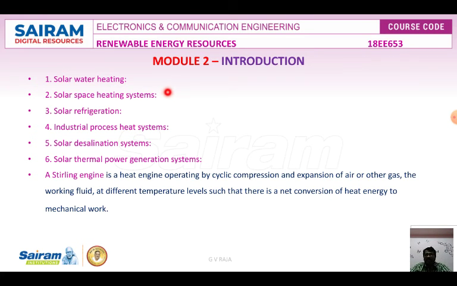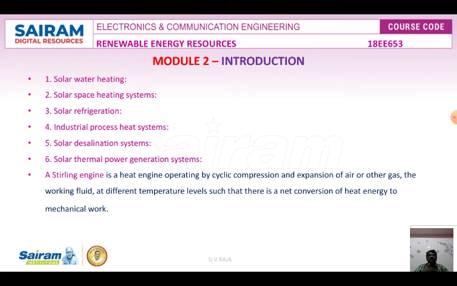And solar refrigeration system, in the sense, includes both the adsorption process and the absorption process. So absorption and adsorption, both processes will be taking place. And industrial process heat system, in the sense, includes both low temperature and solar steam generation. That is low temperature, in the sense air and water based applications, and solar steam generation.